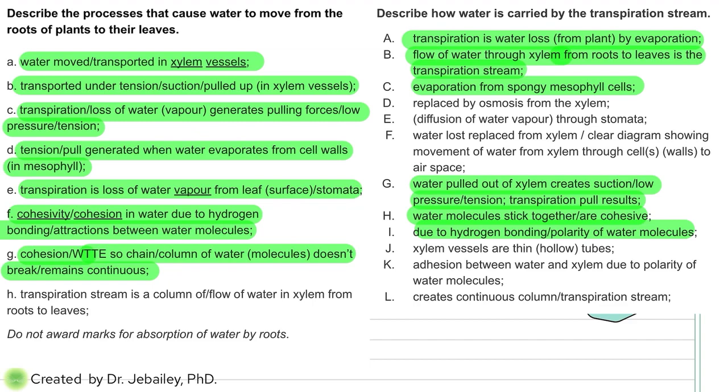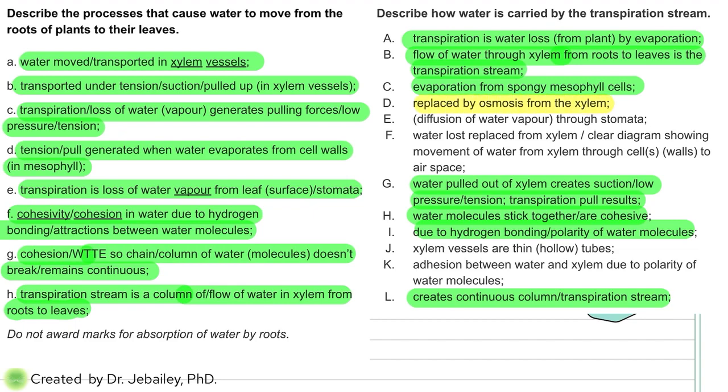Well, it does mention it indirectly in the last one here. And the transpiration stream is a column of flow of water in the xylem from the roots to the leaf, which basically goes up to the one on the top here. Now, it says do not award marks for absorption of water by the roots. So they're not asking for the formation that's going through the roots. This is just from the roots to the leaves. Okay, so in this case, you can see there are some extra things that are not found on the first mark scheme, but are found on the second one, which replaced it by osmosis.